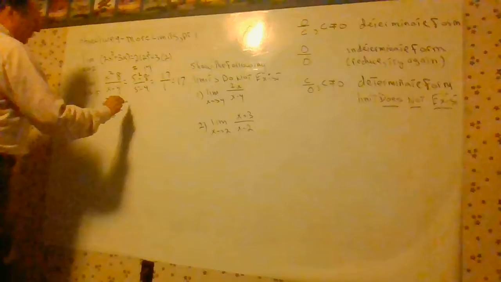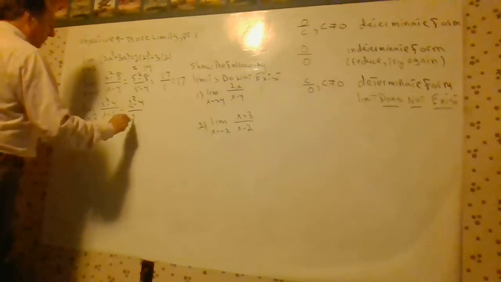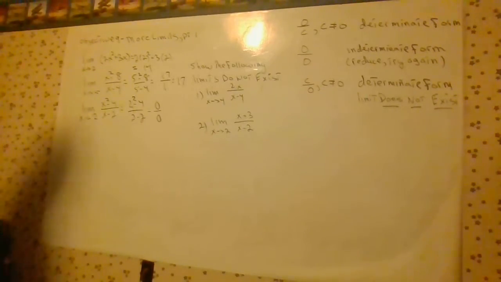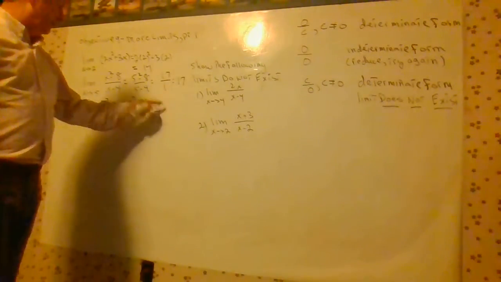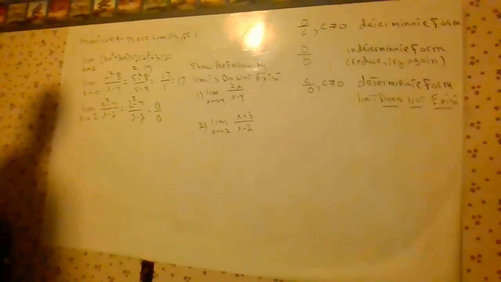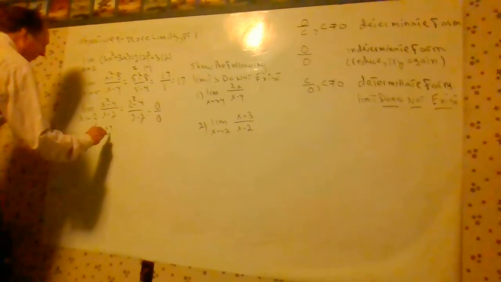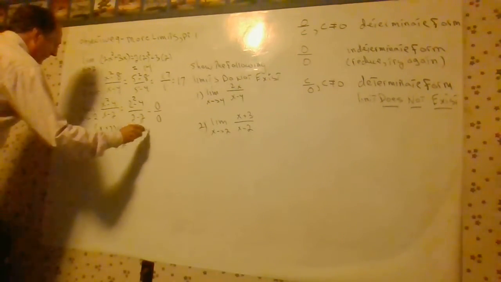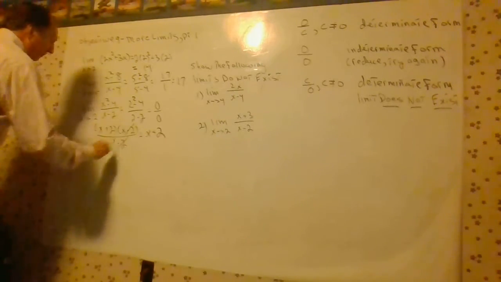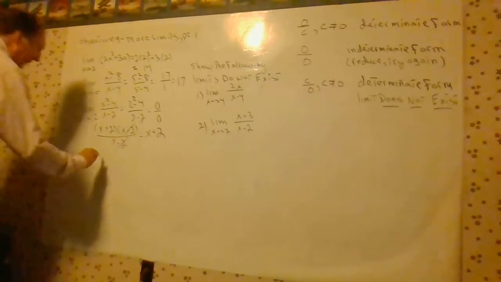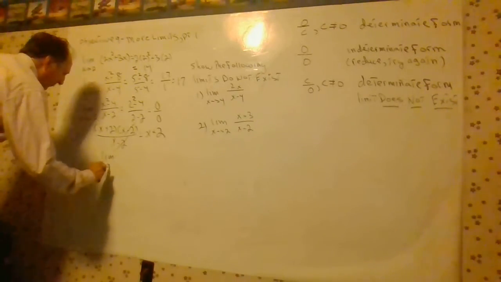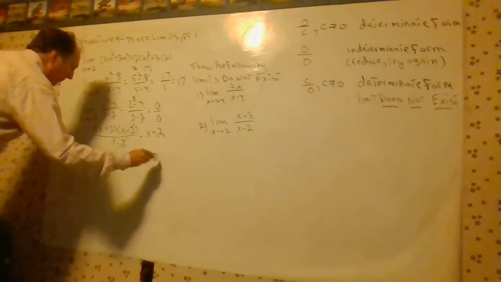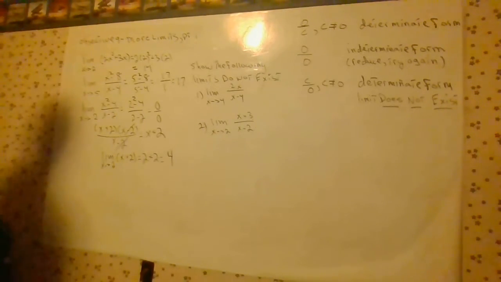Limit as x approaches 2 of (x squared minus 4) over (x minus 2). 0 divided by 0. That's indeterminate. It really doesn't tell us what's happening. So what do we do? We factor: (x plus 2)(x minus 2), and we get x plus 2. Then we take the limit as x approaches 2, and we get 2 plus 2, or 4. That's the answer.